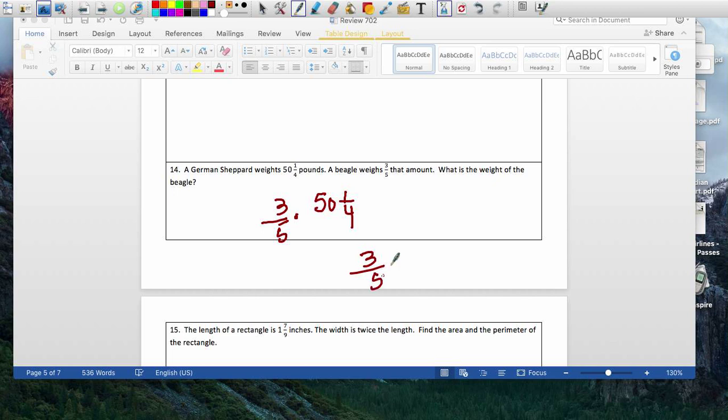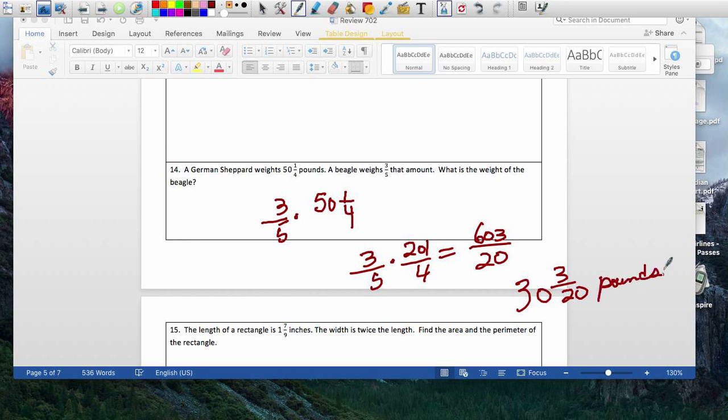So that stays, 3/5 stays. Let's change that to an improper fraction, which is 201 over 4. Is there anything to simplify? Yuck, no. That's going to be 603 over 20. So it's going to be 30 times, because that's 600, so it's going to be 30 and 3 over 20. So the Beagle weighs 30 and 3/20 pounds.